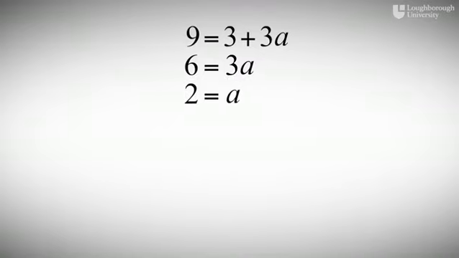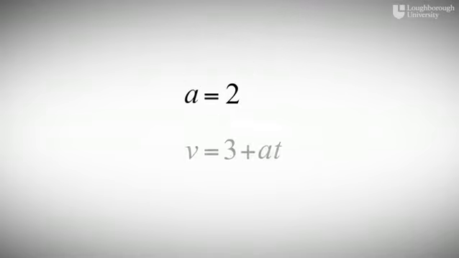We could also have deduced the value of a by noting that a unit increase in the t direction produces a corresponding increase of 2 in the v direction. Consequently, the gradient of the line, a, is 2. We deduce that the equation of the line is v = 3 + 2t.